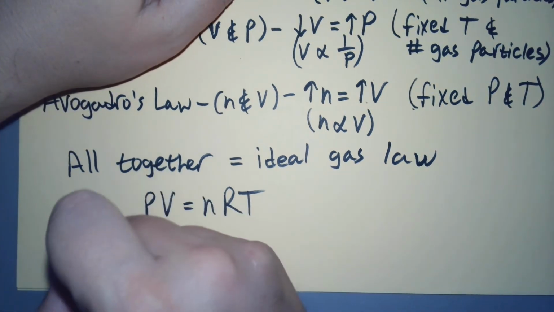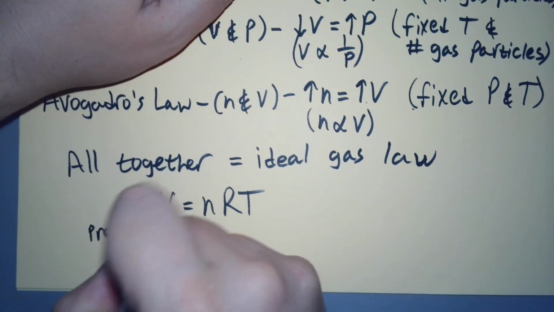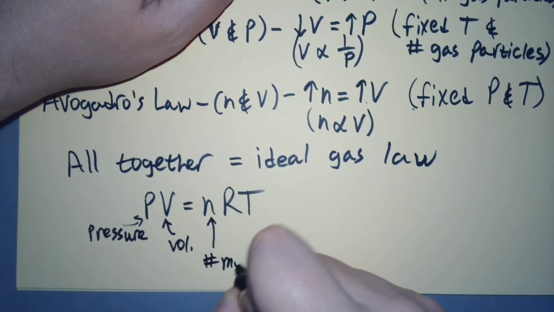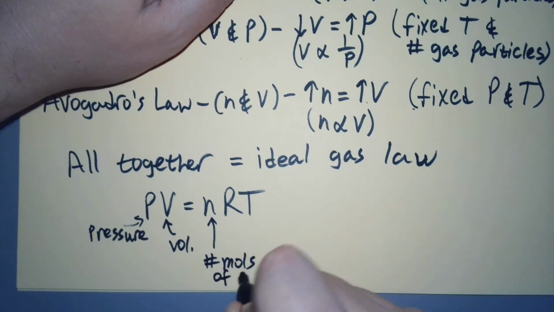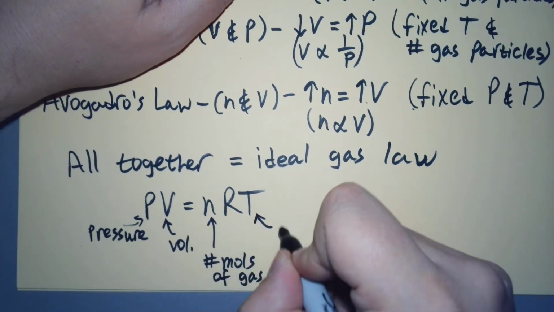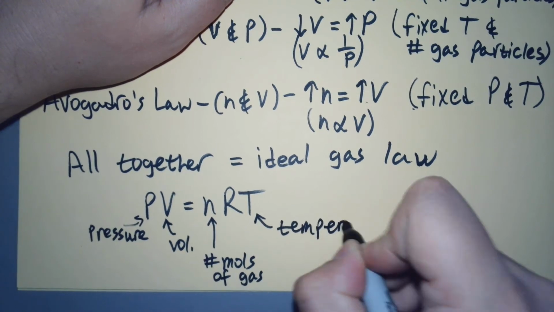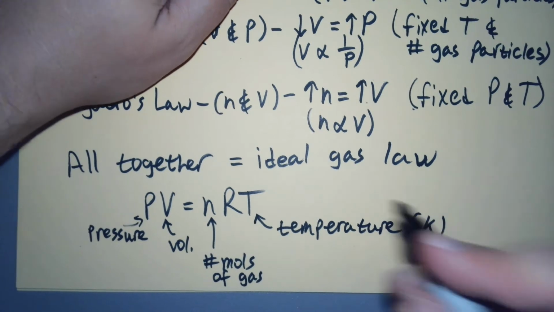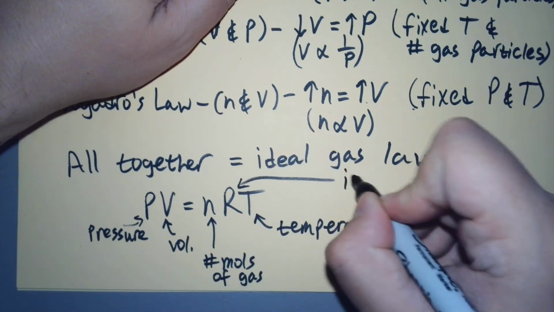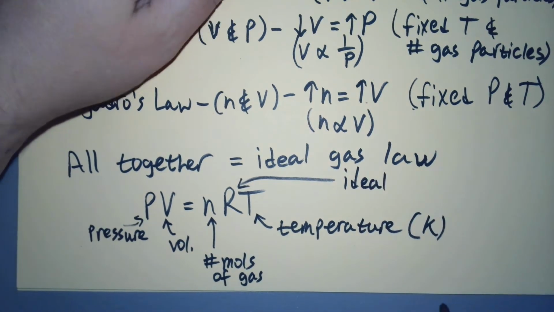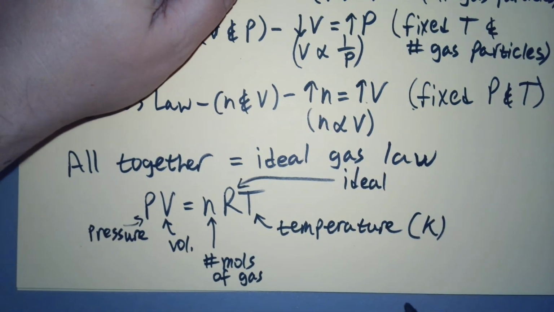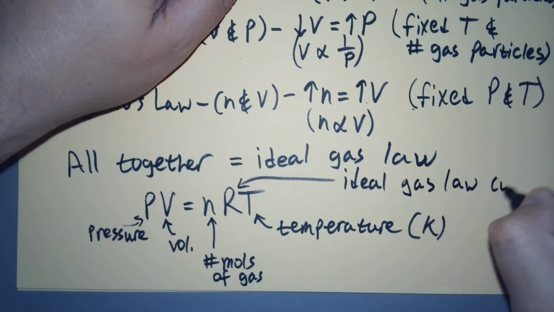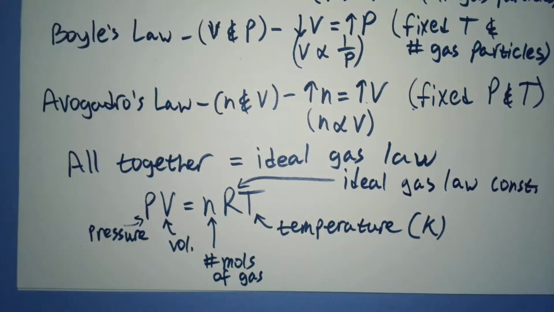And so we have our pressure, our volume, our number of moles of gas, our temperature, which is in Kelvin. Very important to remember that. And then we got this little fellow over here. It's a constant. So what do we call it? How about the ideal gas constant? I think everyone will know what the ideal gas law constant is and when to use it. We're going to talk about that in a minute.